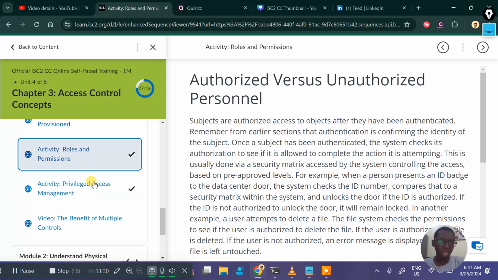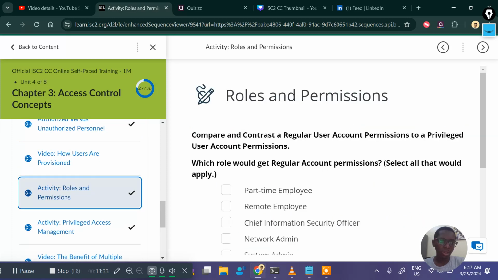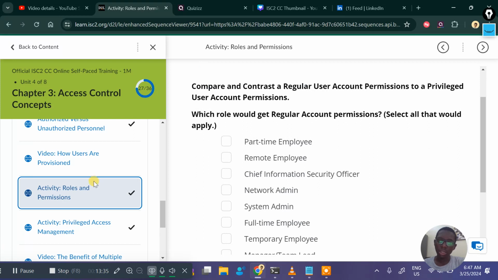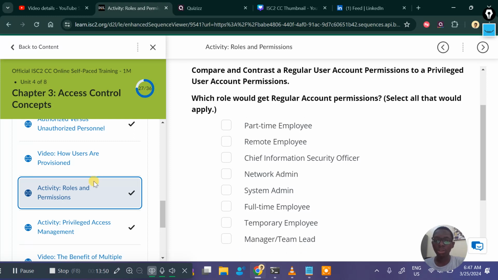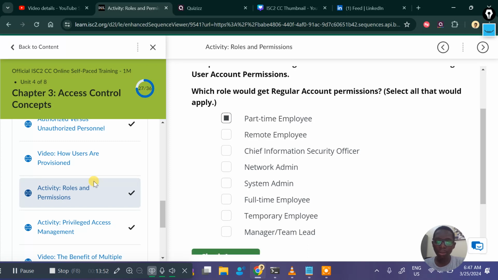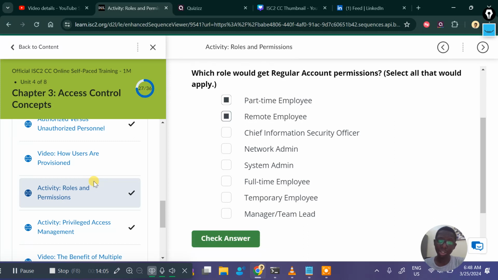And then we have the roles and permissions under activity, and there we are supposed to contrast a regular account to a privileged account. And a regular account, what roles would they be? If you are looking at a regular account, I believe a part-time employee should have a regular account. Remote employee depends on the sense. Is he a remote privileged employee? But let's just put it in there, right?